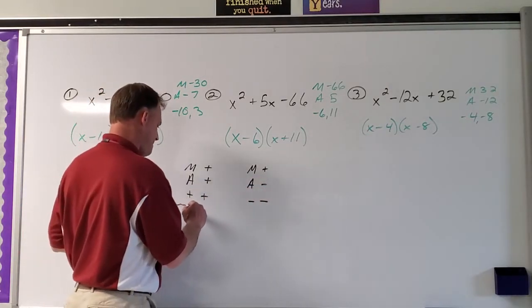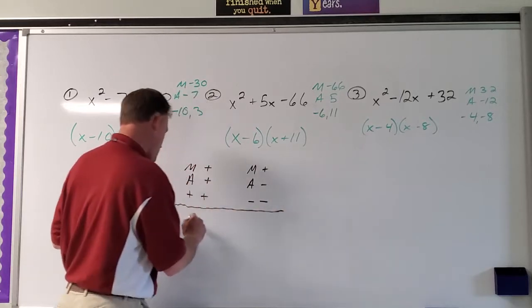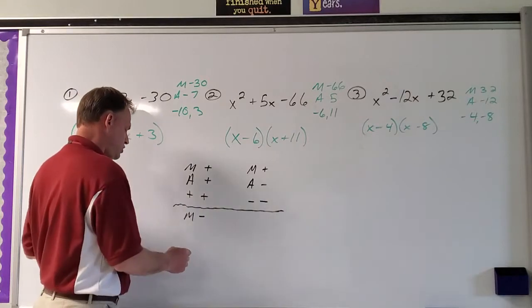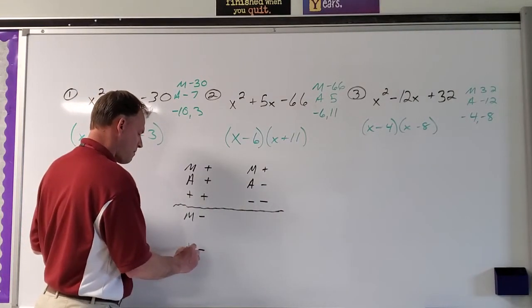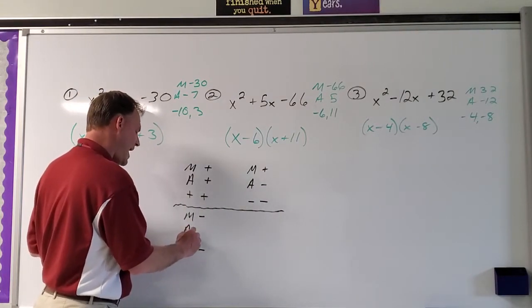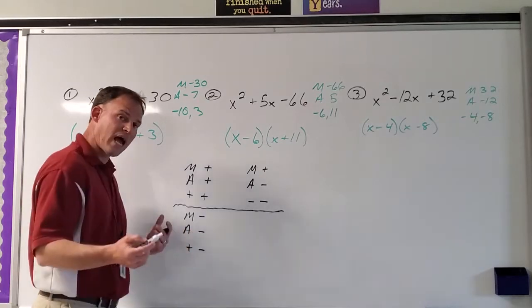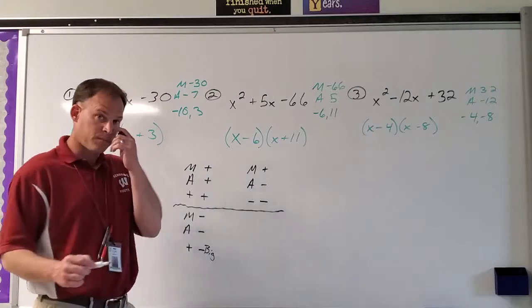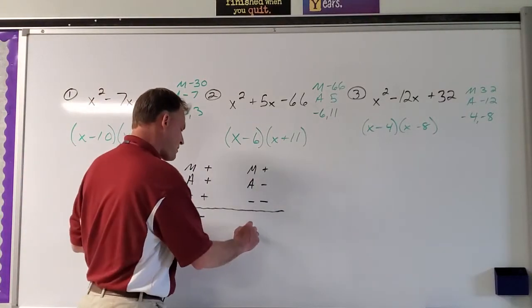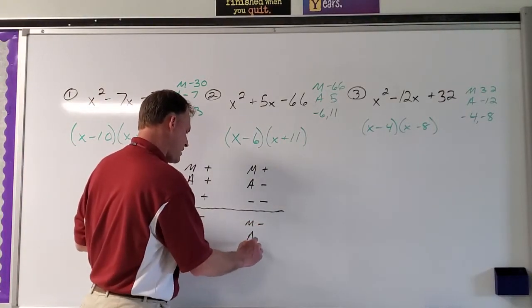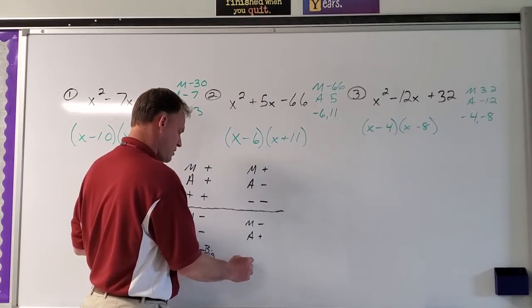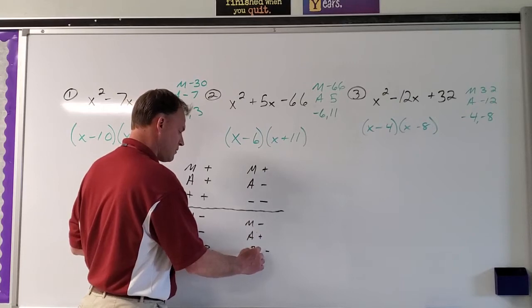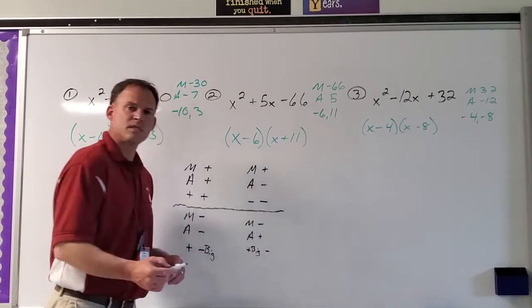If it multiplies to a negative, then I know I have one of each. But more specifically, if it adds to a negative, then I know the big number has to be the negative number. And if it multiplies to a negative and adds to a positive, same deal. I know it's one of each, and if it adds to a positive, I know that is the big number.